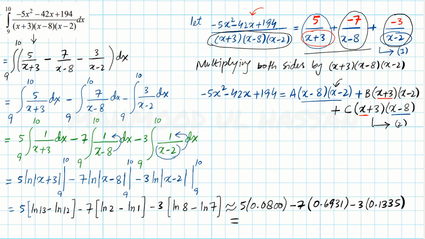Okay, so finally we are going to multiply them and just add them. So 5 multiplied by 0.0800, then minus 7 times 0.6931, and then minus 3 times 0.1335. Okay, so the final answer is minus 4.8522. So this is the answer of this definite integral.